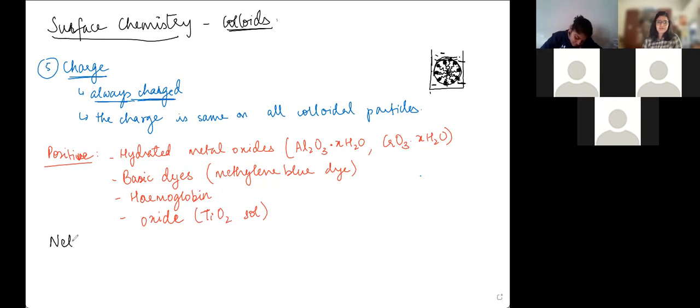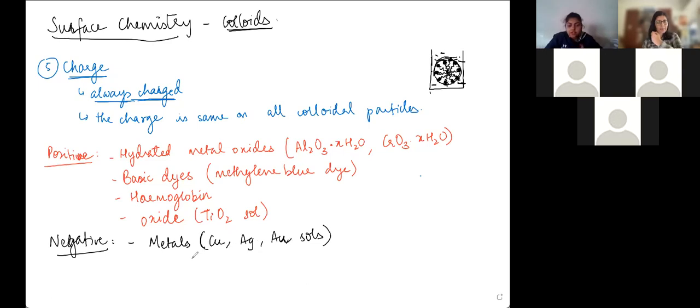Similarly, examples of negative sols: pure metals like copper, Ag, Au. You prepare these in solutions, like in water. Just one question. In positive oxide, an example is TiO2 solution, right? Sol. Solution you use for true solutions. For colloids you usually come across sol. Remember, if you mix solid and liquid, it's called a sol.